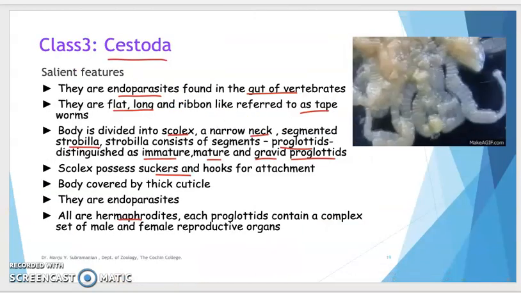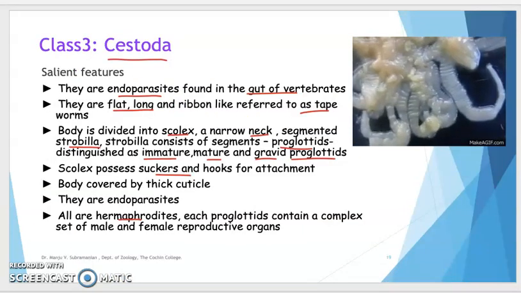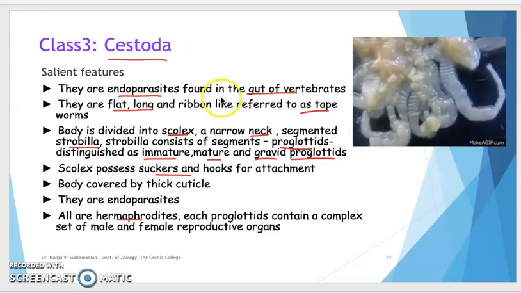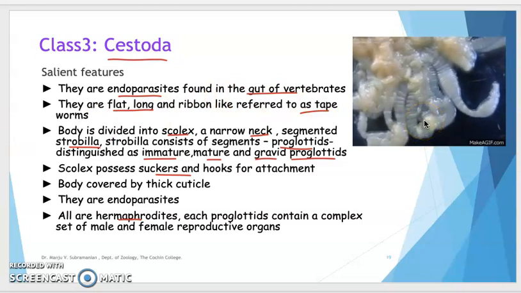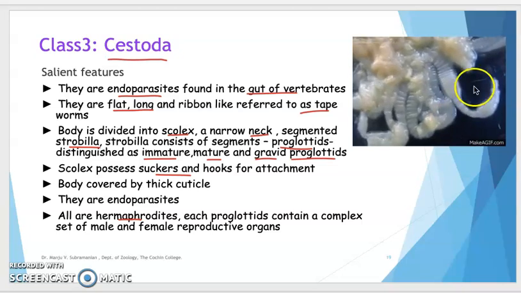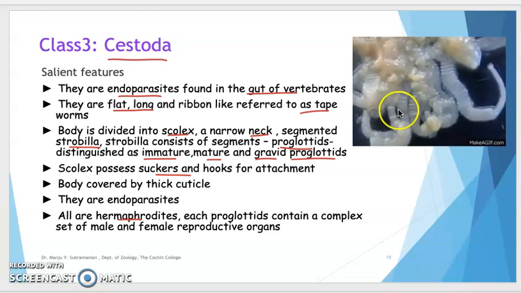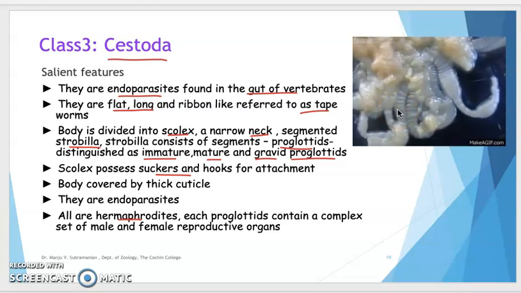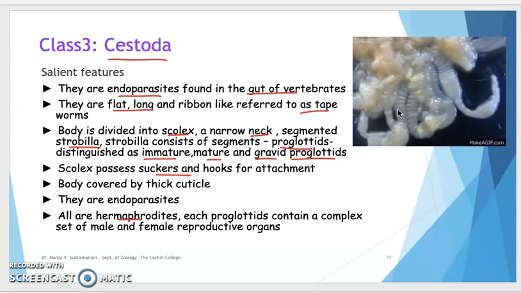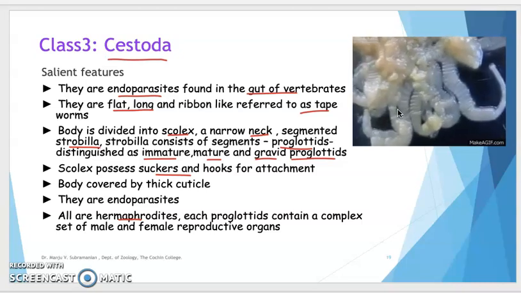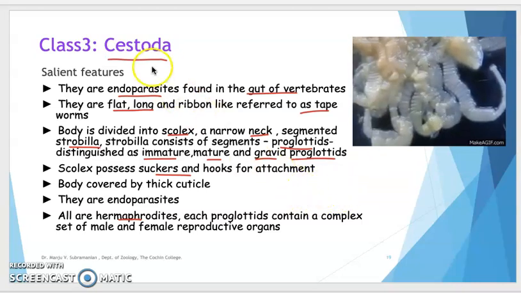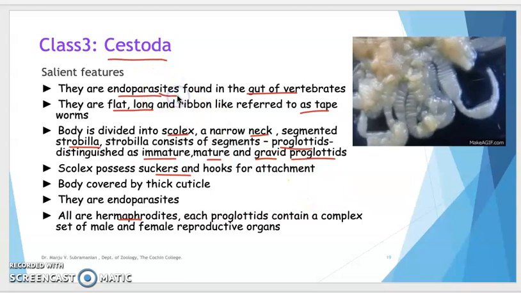Then we pass to the next important feature: the body is covered with a non-cellular protoplasmic layer called the tegument, which is mainly for absorption, gas exchange and secretion. Since these organisms are endoparasites, they lack a digestive system, circulatory system, locomotory system, and sensory organs also are absent. It is an adaptation as an endoparasite.